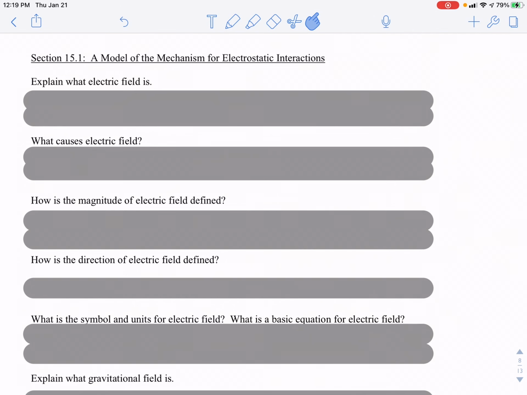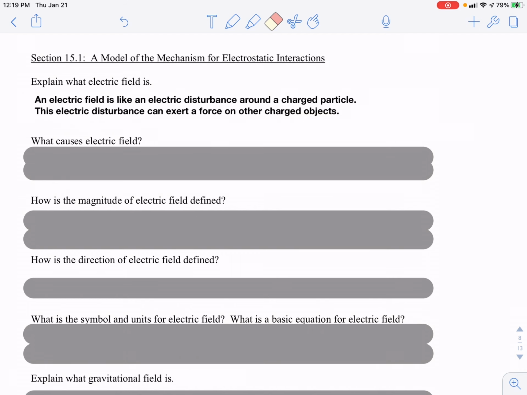Section 5.1, a model of the mechanism for electrostatic interactions. Explain what an electric field is. Well, an electric field is like an electric disturbance that's found around a charged object, and this electric disturbance can thus create and exert a force on other charged objects nearby. The closer you are to a charge, the more disturbance you experience, thus the higher the electric field.